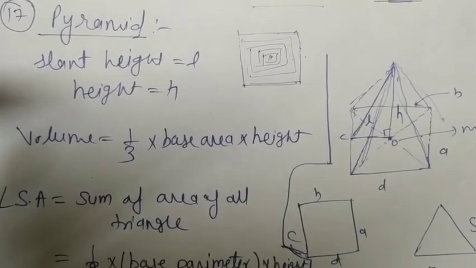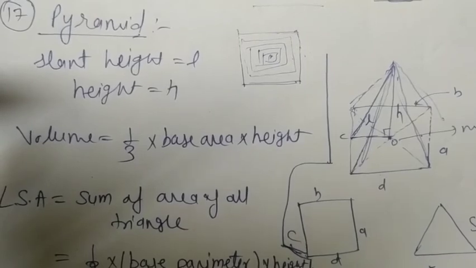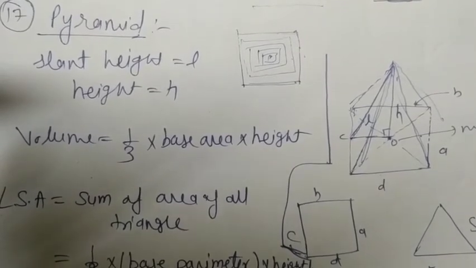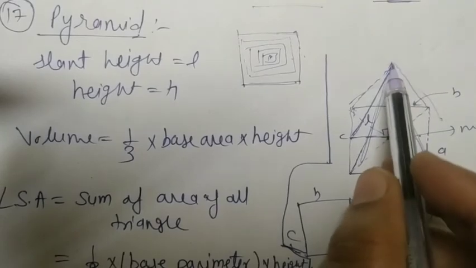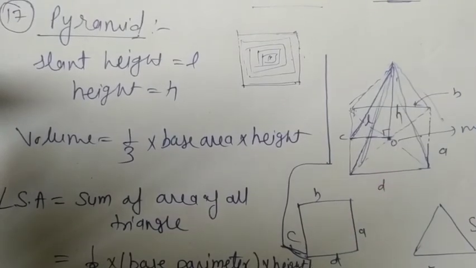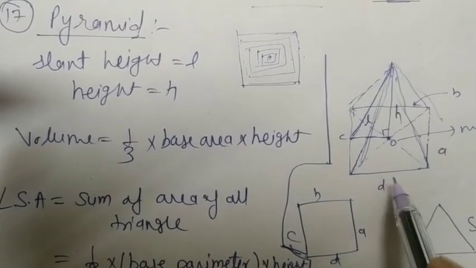For example, you can consider the popcorn packet which we use in the movie theaters. What is the shape of that? That is just like a pyramid. Obviously that does not have a sharp end point, but if you extend it, it will be just like a pyramid.